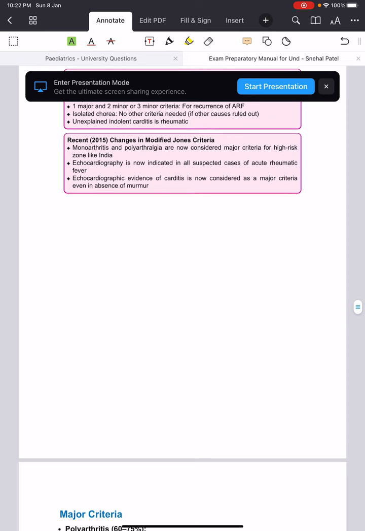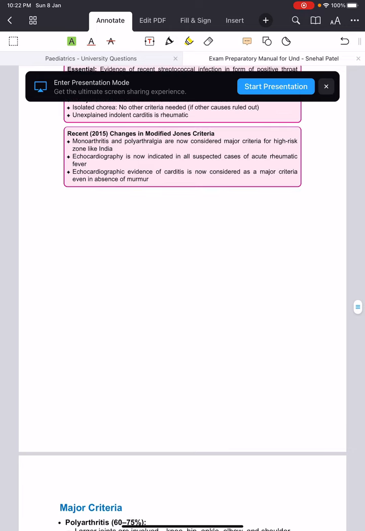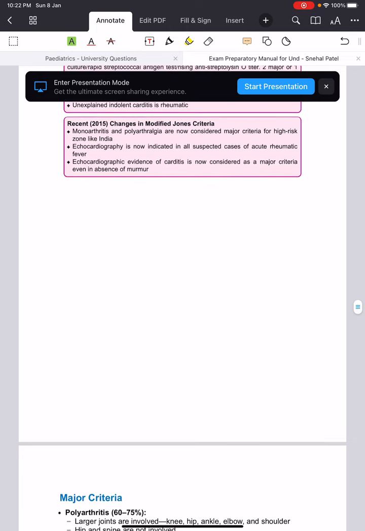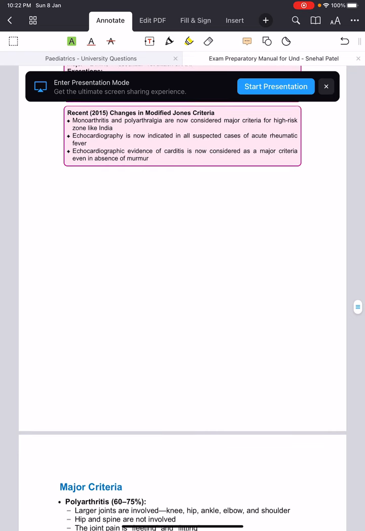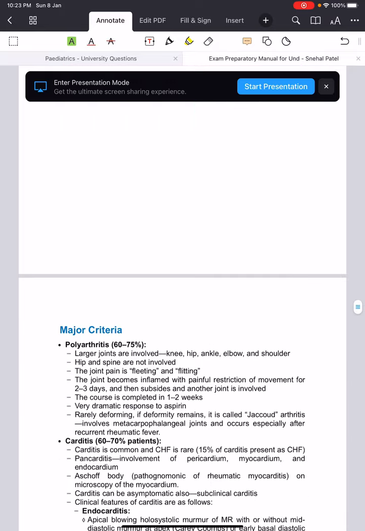Monoarthritis and polyarthritis are now considered major criteria for high risk zones. Echocardiography is now indicated in all suspected cases of acute rheumatic fever. Echocardiographic evidence of carditis is now considered a major criterion even in the absence of a murmur. So, if there is echocardiographic evidence, then it is rheumatic fever even if there is no murmur.